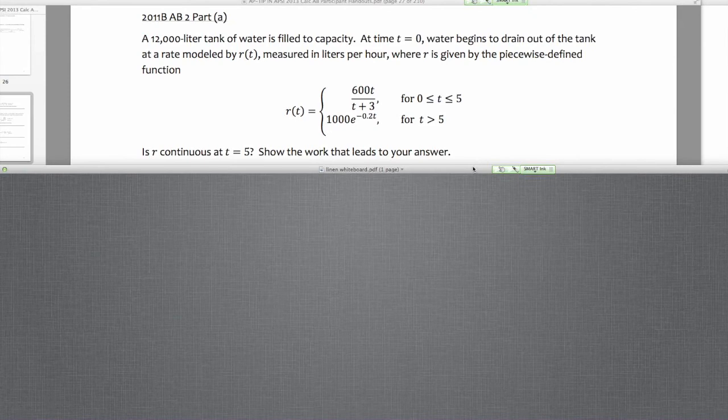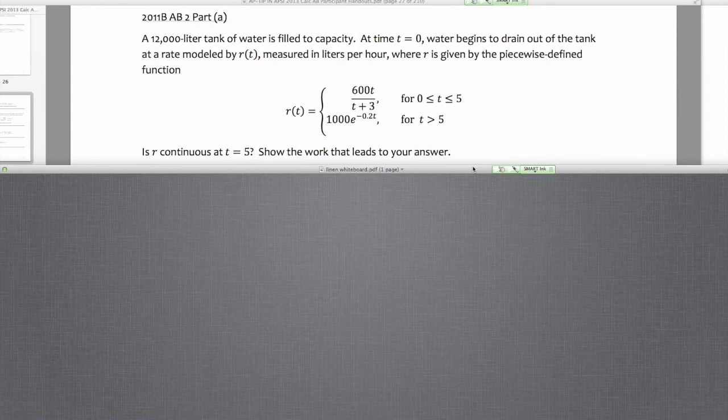All right, this one says 2011 B, AB2. Since it's AB2, is that a calculator or non-calculator? Calculator, so have your calculator handy. A 12,000 liter tank of water is filled to capacity. At time t equals 0, water begins to drain out of the tank at a rate modeled by R of t, measured in liters per hour, where R is given by the piecewise defined function. So R of t is a rate. It wants to know, is R continuous at t equals 5?